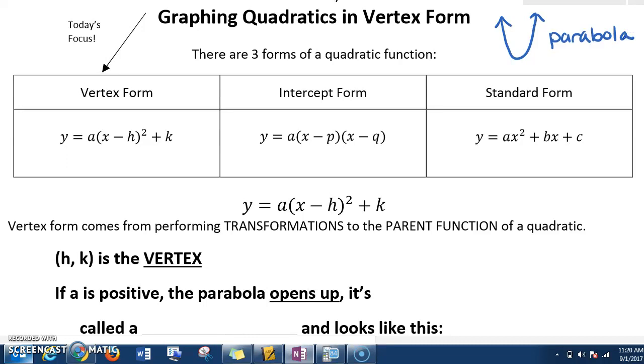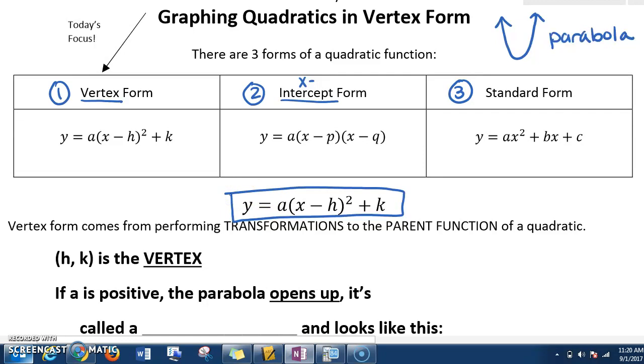Remember that parabolas or quadratics can be written in three different forms. We have vertex form, intercept form, and standard form. In vertex form, we see the vertex. In intercept form, we see the x-intercepts. And in standard form, we don't see much, so calculators are valuable in standard form. So when it comes to quadratics, the focus for today's lesson will be on vertex form. That right there is the general vertex form, and we'll talk about what each part equals.